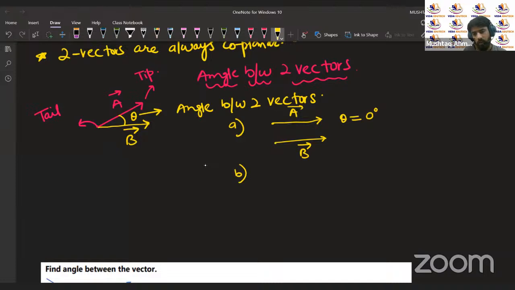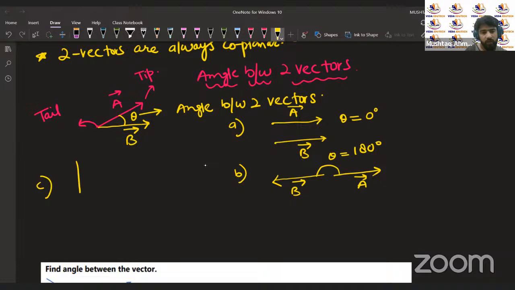Similarly, if vector A is like this and vector B is like this, opposite to each other, anti-parallel, then the angle between the tails of these two vectors is 180 degree. And similarly, if one vector is like this and another vector is like this, then how can we find the angle between the two vectors?